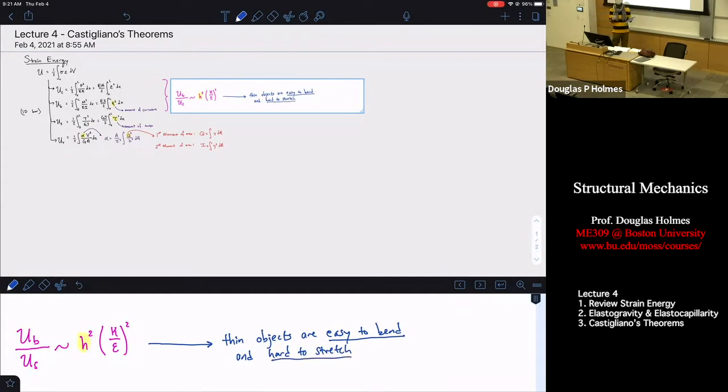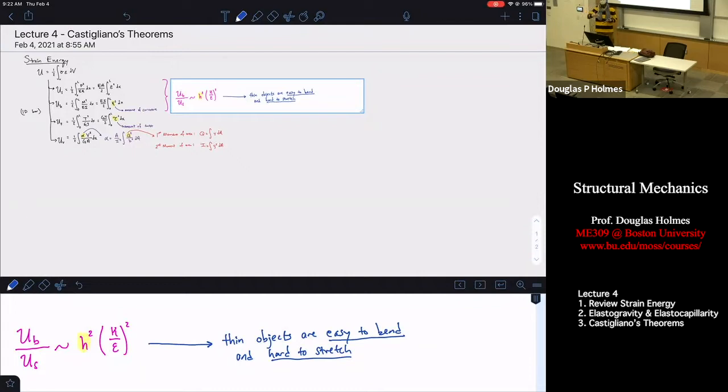This confirms stuff that we're familiar with, and it also starts to explain, at least qualitatively and conceptually, why elastic instabilities like buckling happen, because you're trying to compress something that doesn't want to compress, it really wants to bend, so it buckles and it bends. The other thing we learned is that thin objects are easy to bend, hard to stretch.